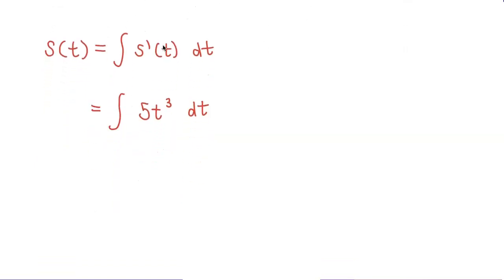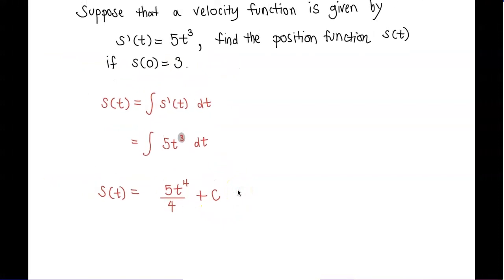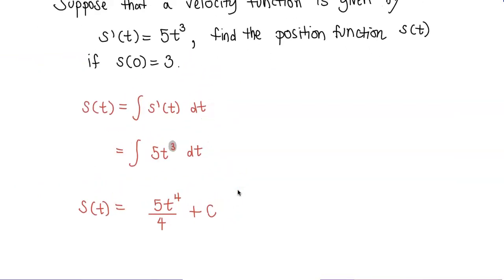All right, let's take the integral. I am going to make that exponent of 3 go up by 1, so it goes up to 4. I divide this by that new exponent of 4 and put plus c for the constant of integration. So this is S of t. Notice we have this unknown number c. So here comes the second part of the work. We will have to use this initial condition to figure out what that c is. Let me copy this work on the side.